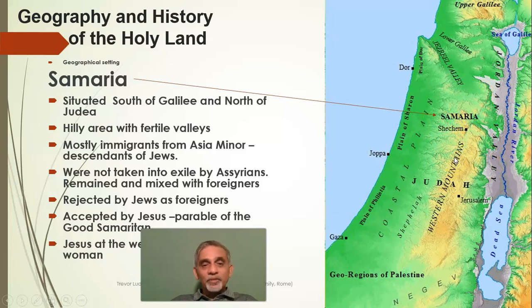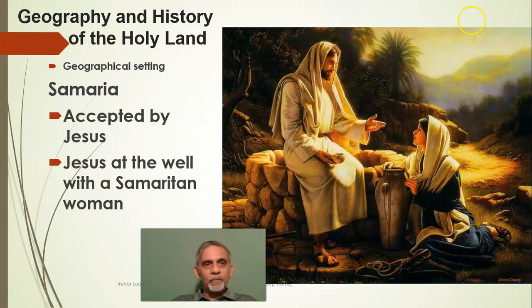So they were not considered pure Jews, the Samaritans. But Jesus accepted them, and we have the good example of the parable of the Good Samaritan. So Jesus accepted them, although the other Jews did not, owing to this mix with other foreigners. We are also told in the Gospel of John about how Jesus at the well of Jacob was talking to a Samaritan woman, and the disciples were all surprised that he was doing so. That also happened in Samaria. So this is a picture of Jesus at the well with the Samaritan woman.